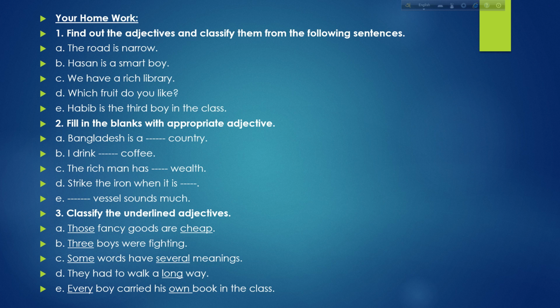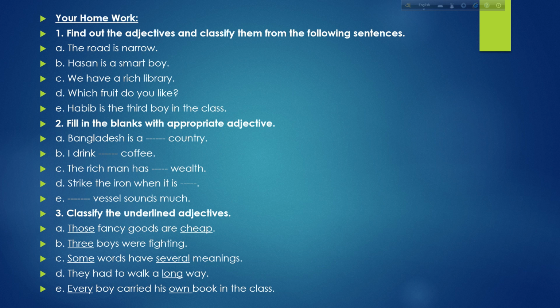Number 2 question, fill in the blanks with appropriate adjective. That is, you have to put appropriate adjectives here for filling the blanks. A, Bangladesh is a dash country. B, I drink dash coffee. C, the rich man has dash wealth. D, strike the iron when it is dash. E, dash vessel sounds much. Sometimes there may be more than one appropriate adjective. You can use any one. If it is appropriate, then it will be a correct answer.